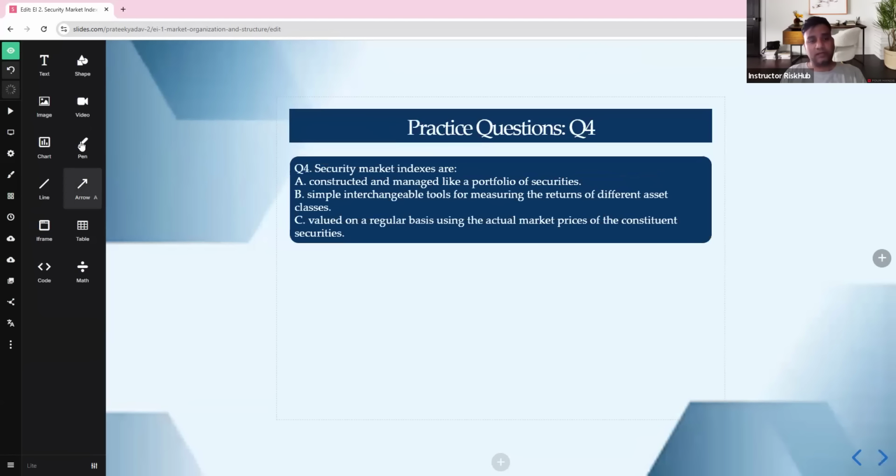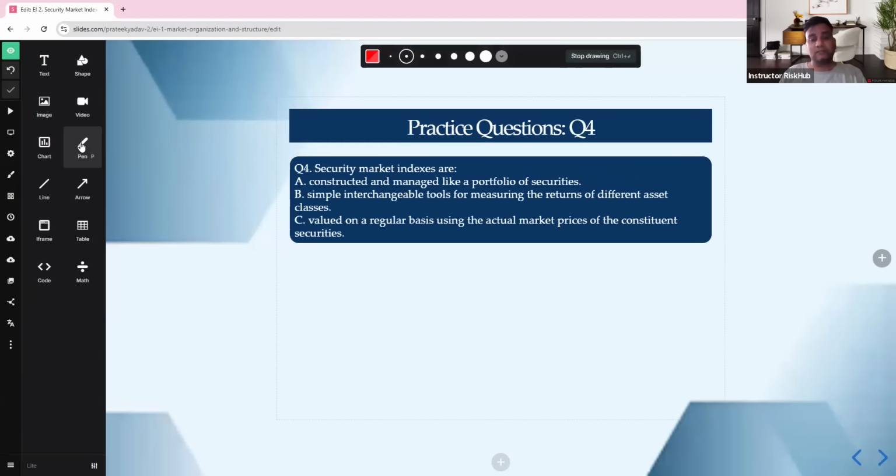Then we go into your practice question number 4. Security market indexes are what? Constructed and managed like a portfolio of securities? Yes, true, because security market indexes have weights, rebalancing, and selection rules.